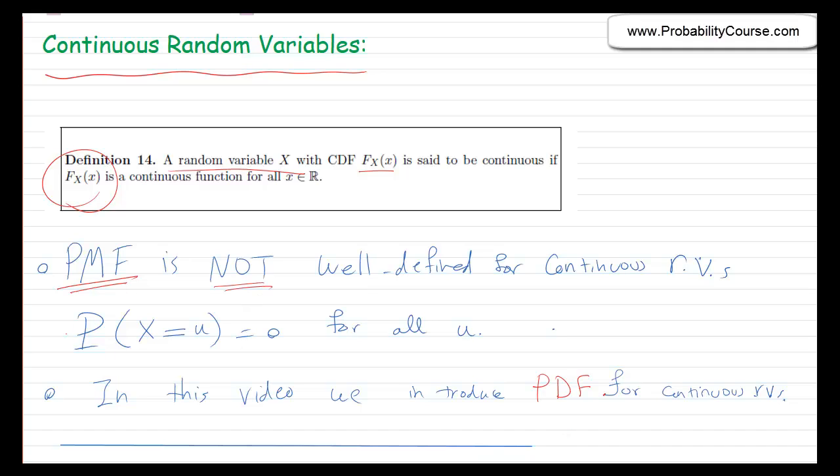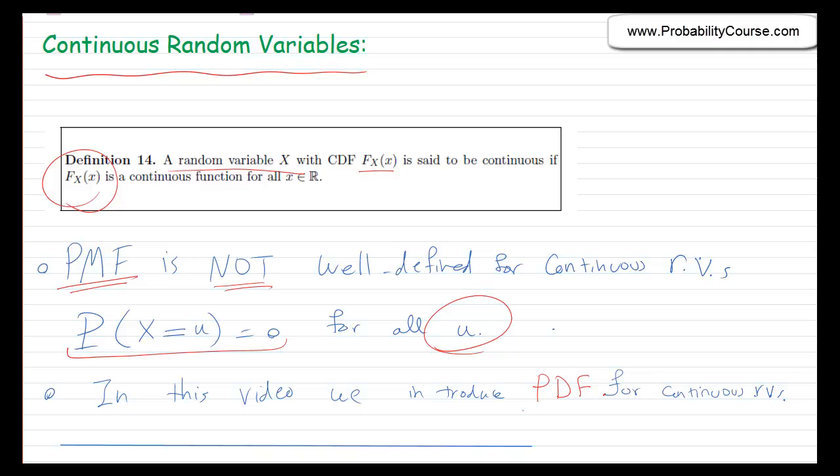And the reason for that was this. Probability mass function, by definition, is the probability that X equals u for any u. And for continuous random variables, we saw that the probability that X equals u is going to be 0 for all u's. So if I want to have a probability mass function for a continuous random variable, it's just going to be a 0 function. So we want to solve this problem in this video.